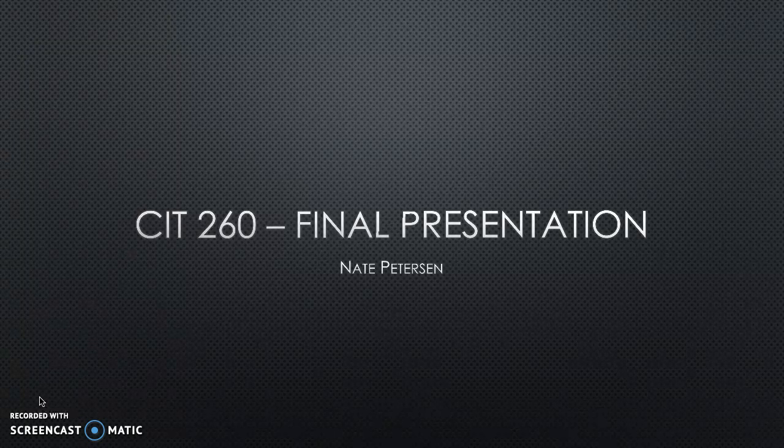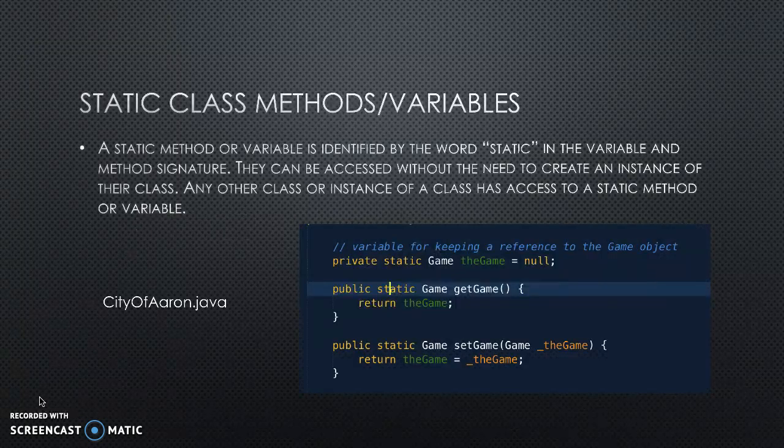Well, let's just get started right away. We want to start off talking about static class methods and static variables. A static method or variable is identified by the word static in the variable and method signature, and they can be accessed without the need to create an instance of their class. And any other class or instance of a class has access to a static method or variable.